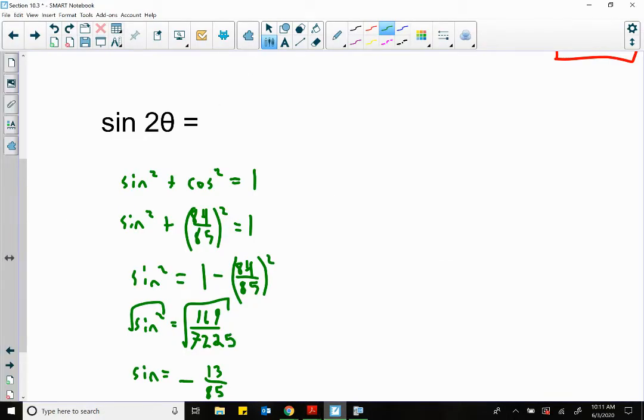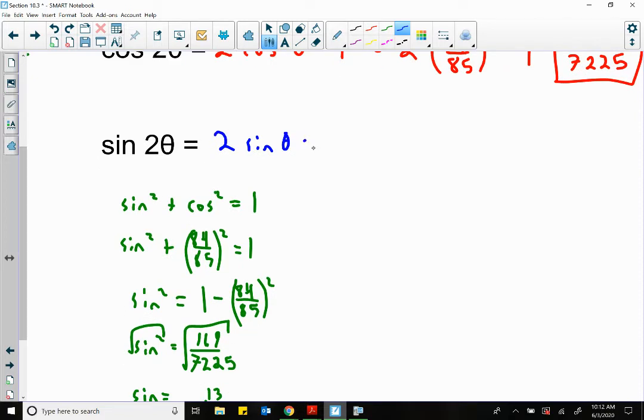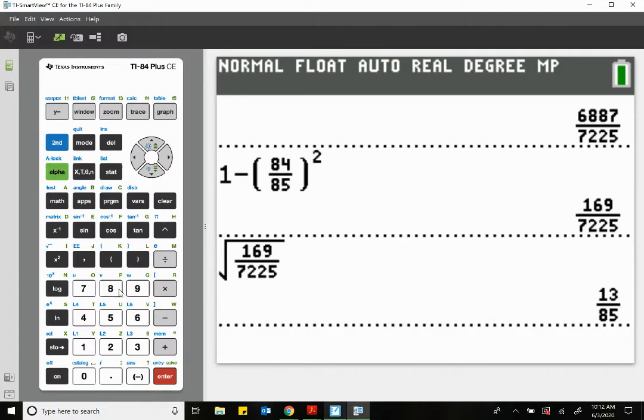So the sine double angle is 2 times sine times cosine. So we're going to take 2 times sine theta times cosine theta. So that'll be 2 times negative 13 over 85 times 84 over 85. Okay? There you go.